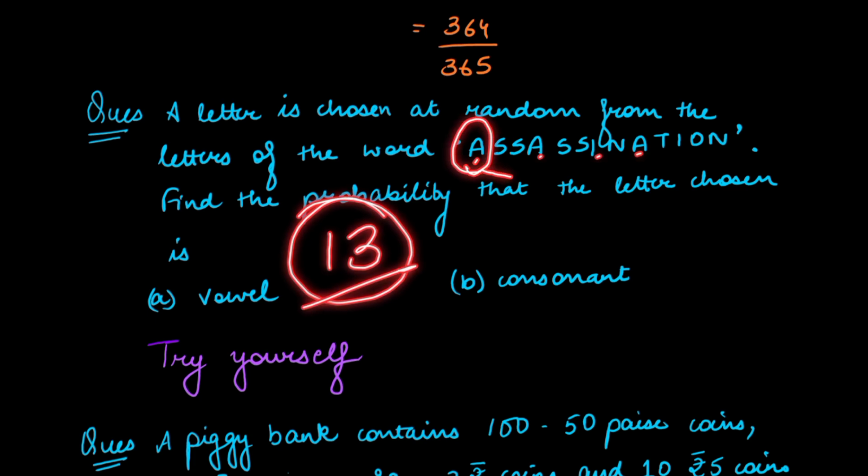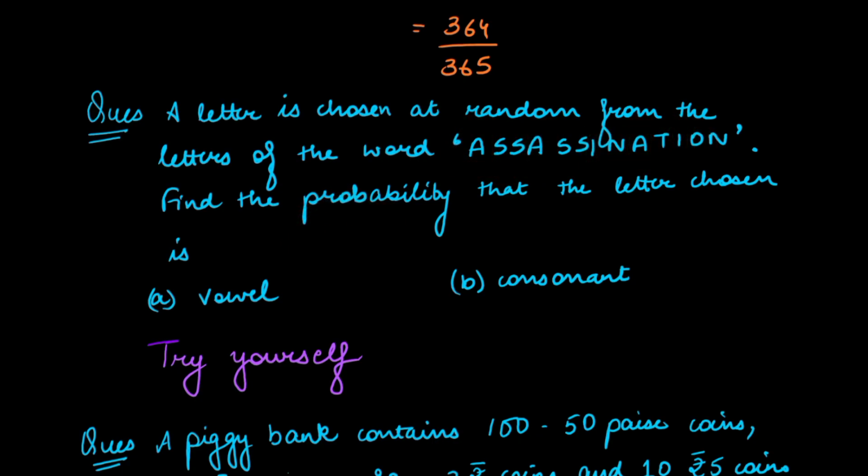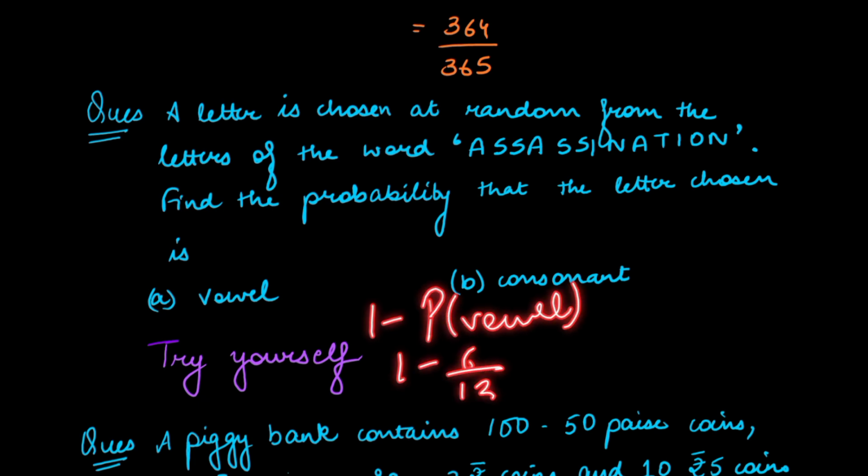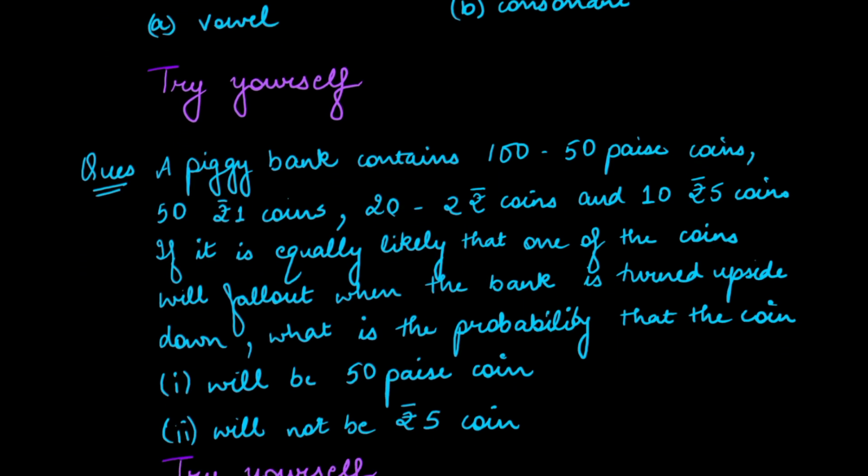Now, how many are vowels? 1, 2, 3, 4, 5, 6. 6 of them are vowels. So, the probability of having a vowel is 6 by 13. Now, consonant. How many consonants? 1, 2, 3, 4, 5, 6, 7. So, 7 consonants. So, probability 7 by 13. This, 7 by 13, can also be obtained by 1 minus the probability of vowels. So, 1 minus 6 by 13 is equal to 7 by 13. Simple question? Yeah. Next.